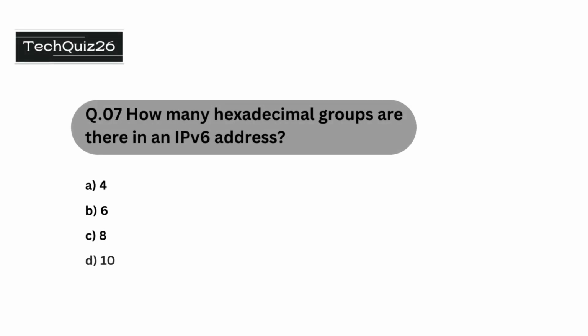Question number 7 is, how many hexadecimal groups are there in an IPv6 address? The options are 4, 6, 8, 10. The correct option is 8.